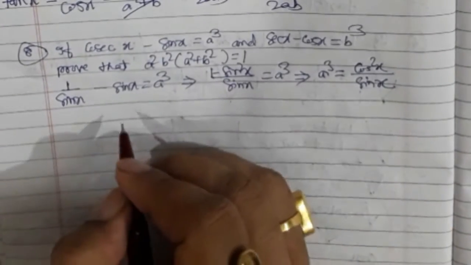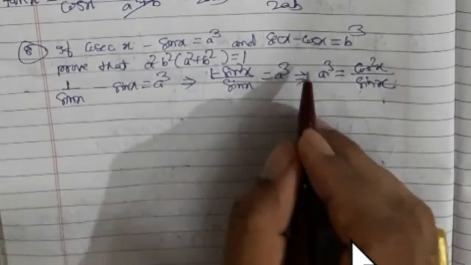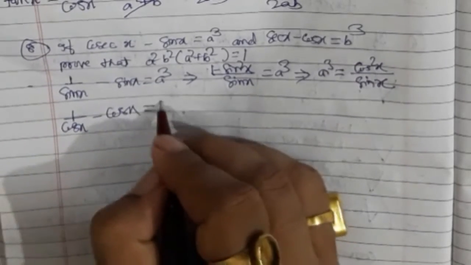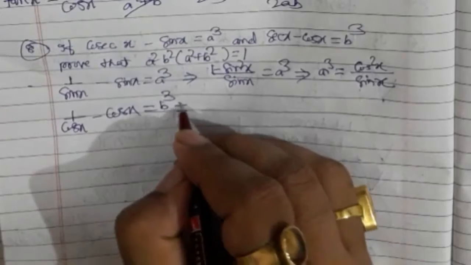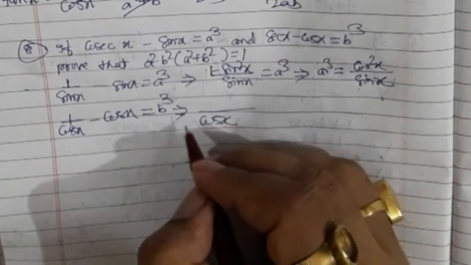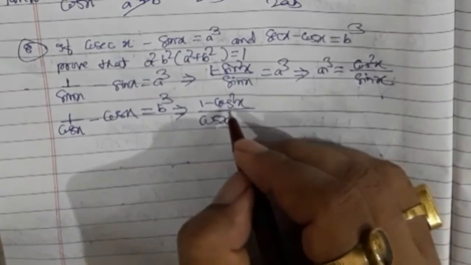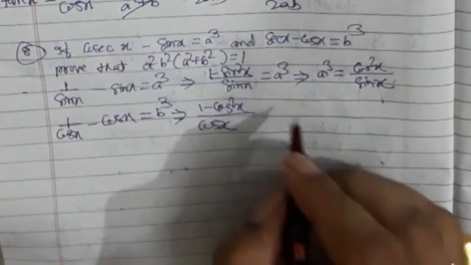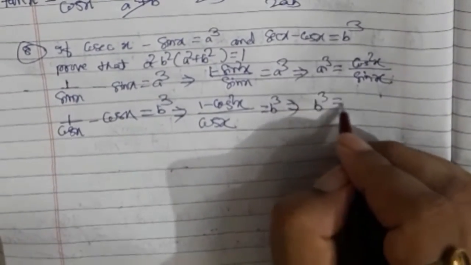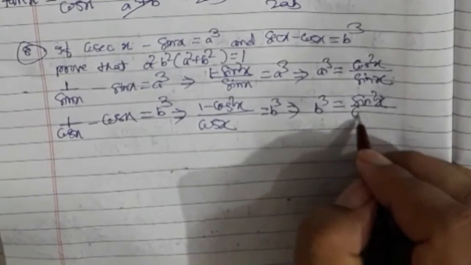Similarly b cube: 1 by cos x minus cos x is equal to b cube. This we can write as (1 minus cos square x) by cos x, and 1 minus cos square x we can write as sin square x. This b cube is equal to sin square x by cos x.